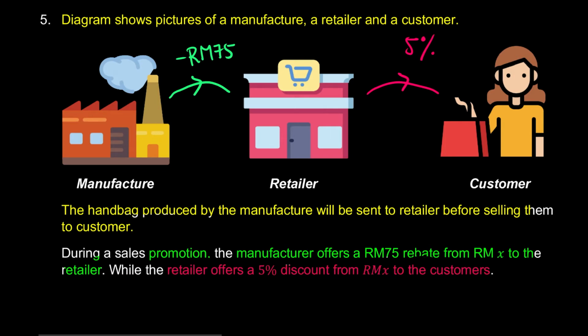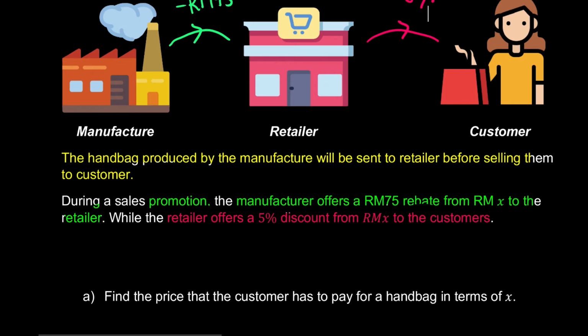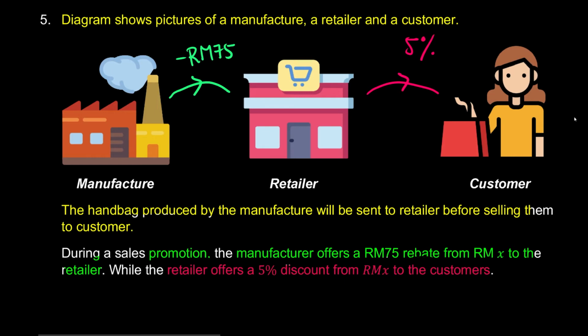So we know that we're going to receive a 5% discount. So let us see what the question is asking. Find the price that the customer has to pay based on x. So it means that we need to know first what is the manufacturer price. Everything is in terms of composite functions because we have two functions here. One is the 75 ringgit rebate and one is the 5% rebate. So how can we write it down? We can say that the first function is f(x) maybe, and it's going to be the 75 ringgit discount. So we minus 75 based on whatever the price that we don't know yet.